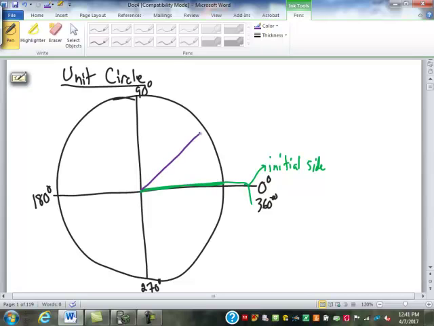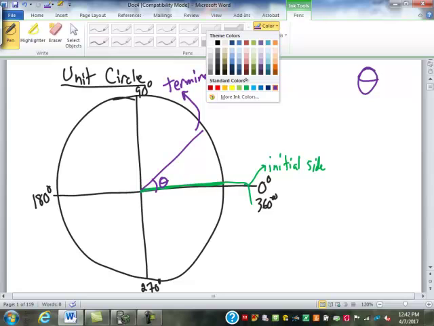So that's 40 degrees or whatever. I'm going to call that angle theta. That's the Greek letter theta, looks like that. It's what we use to represent a generic angle. You know, it's just like x, y, or whatever. It's just a variable for an unknown angle. That purple line is called the terminal side. So initial side is where the angle begins, terminal side is where it ends.